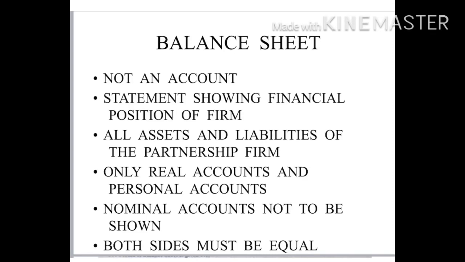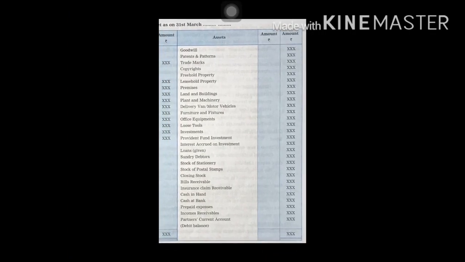The asset side must always be equal to the liabilities side. Now see, this is a specimen of a balance sheet. Balance sheet comprises of asset side and liability side. Because it is not an account, the words to and by are not written on the balance sheet. Now see, this is the asset side. Assets can be fixed assets or current assets. They can be tangible assets or intangible assets.